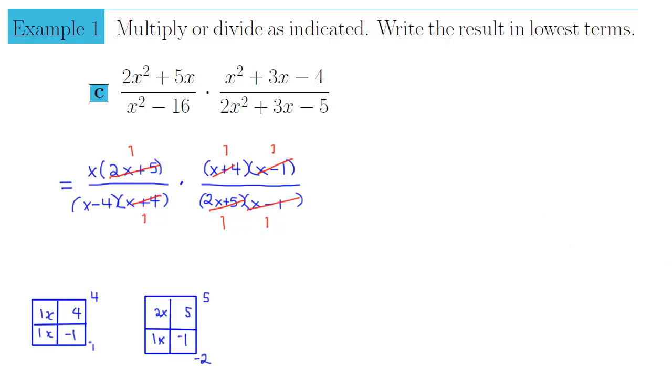When we multiply straight across, what's that give us? That gives us that x times 1 times 1 times 1 times 1 is x. And x minus 4 times 1 times 1 times 1 is just x minus 4. We can't go any farther because x and x minus 4 are different factors. They're not the same. We can't cancel anything. So that's our final answer.